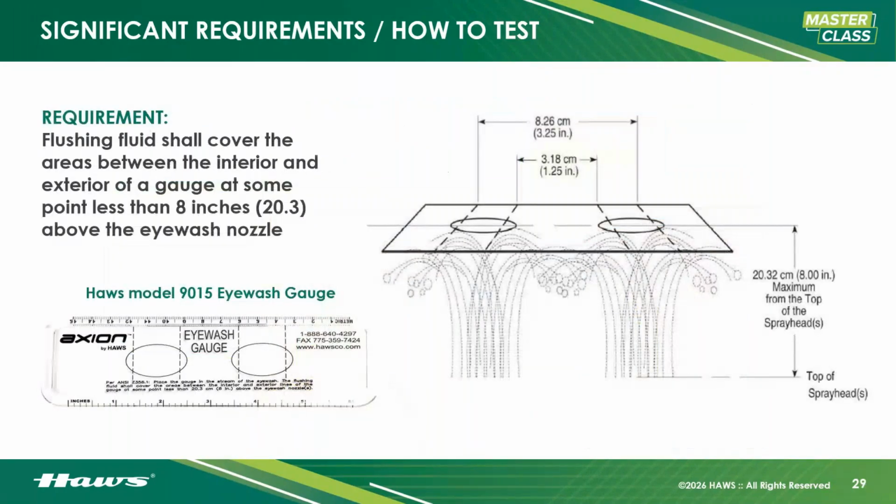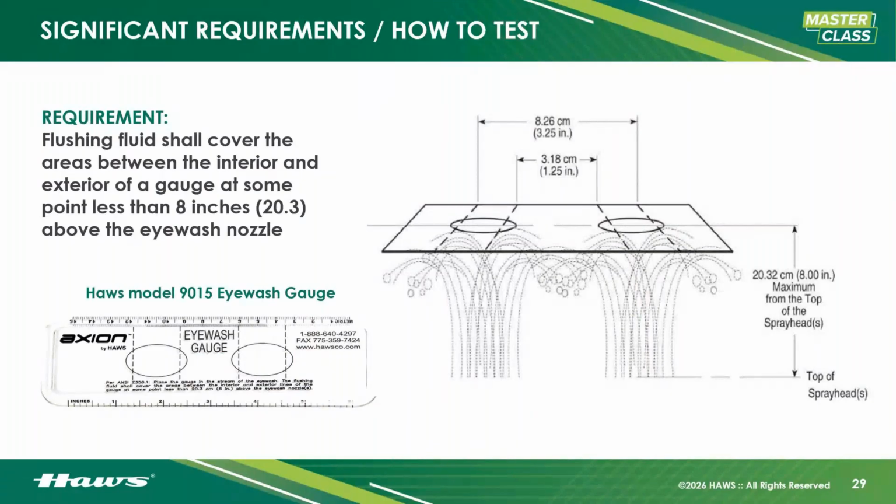Now, the flushing fluid, to ensure that it is working correctly, we have to use a gauge. Okay. And the gauge requirement is that the flushing fluid shall cover the areas between the interior and exterior of a gauge at some point less than 8 inches. I'm going to explain this very clearly because the gauge very frequently gets misused. Okay. What you want, so this is our 9015, that's our gauge. Super simple, slides in your back pocket, great little device, and excellent if you're doing an inspection. You definitely want to have this with you.